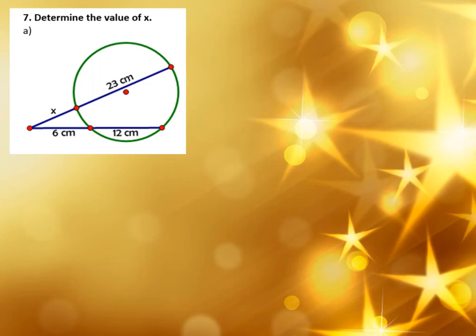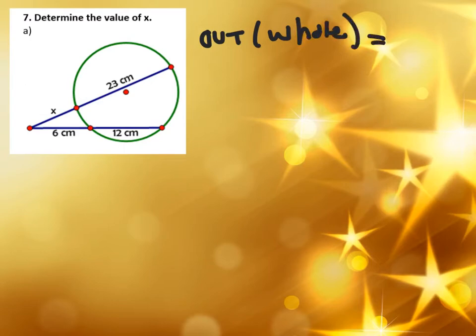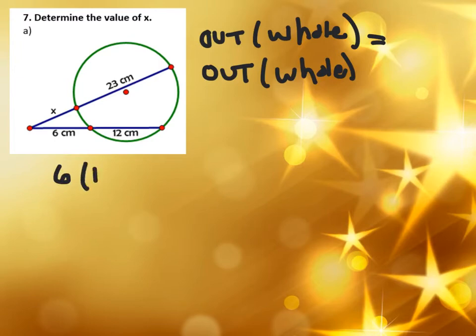Alright, let's just quickly go over the basic idea here. The format that I use is that the outside value times the whole value will always equal the outside value times the whole. Now, in this case, the outside value would be 6 and the whole would be 18. So you see that? Outside times the whole.